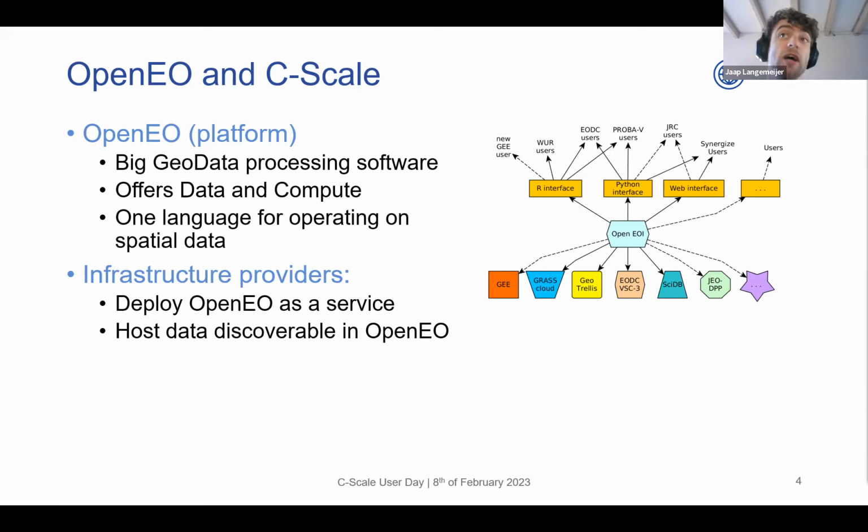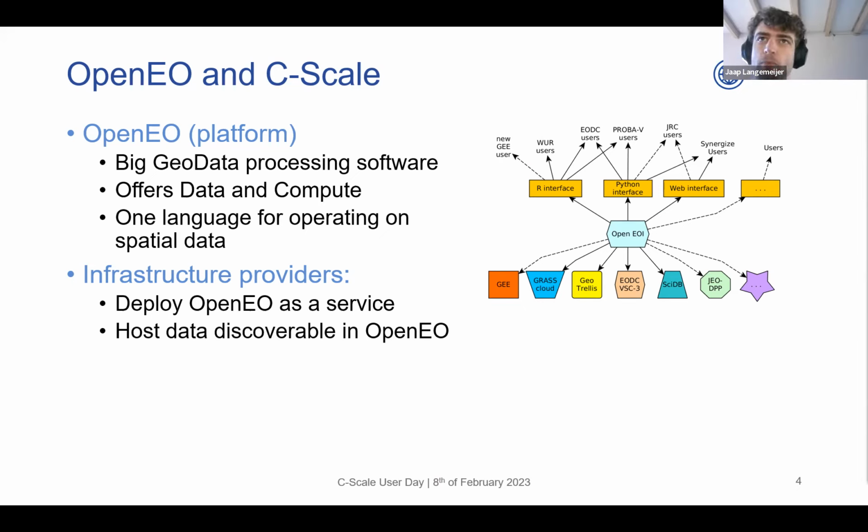It offers, let's say, data and compute, and it's just one language for operating on spatial data. So if I just create my code in the Python interface, then I can talk to any of the C-Skill providers. And this is, of course, also a great combination with C-Skill, because I can write code in one language, just one version, and I just have to switch providers and it should always work. That's the idea behind it.